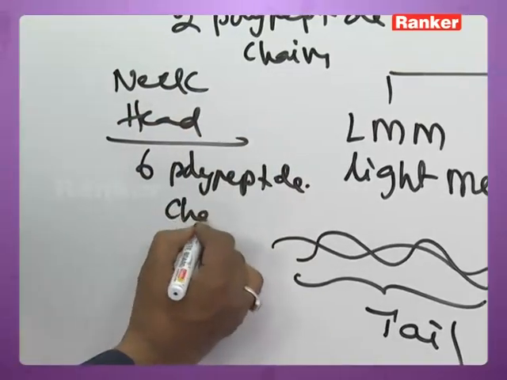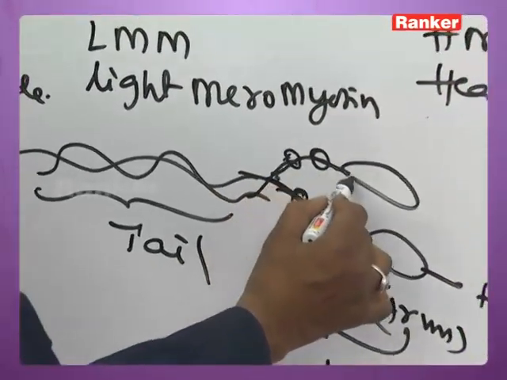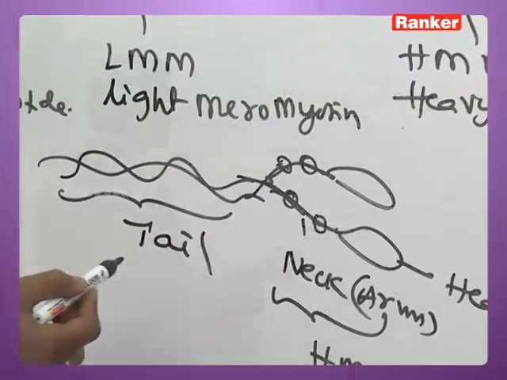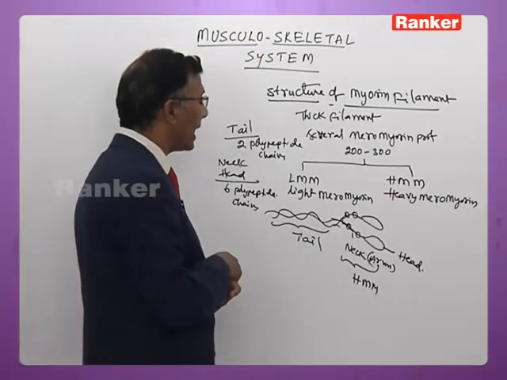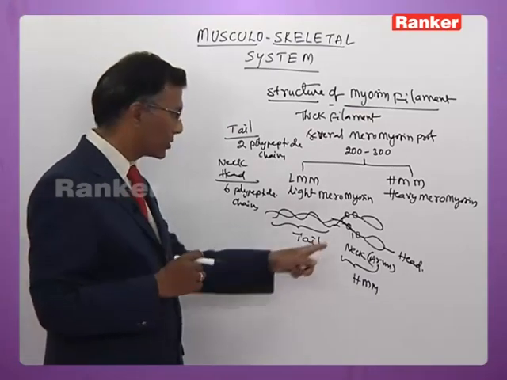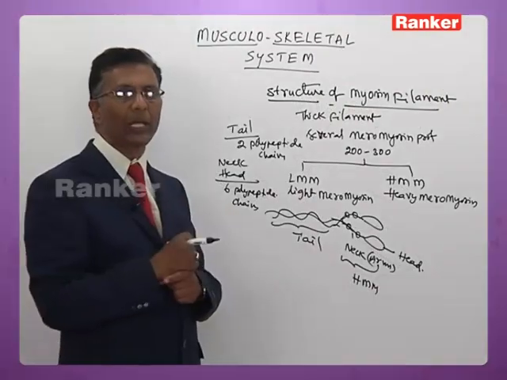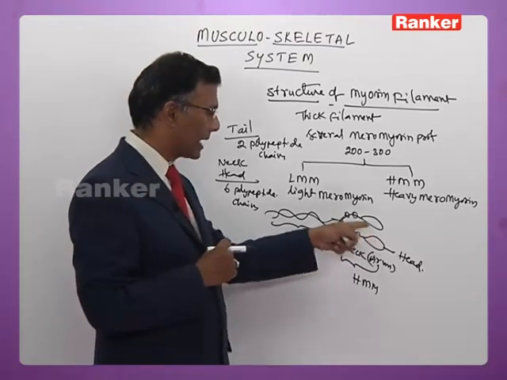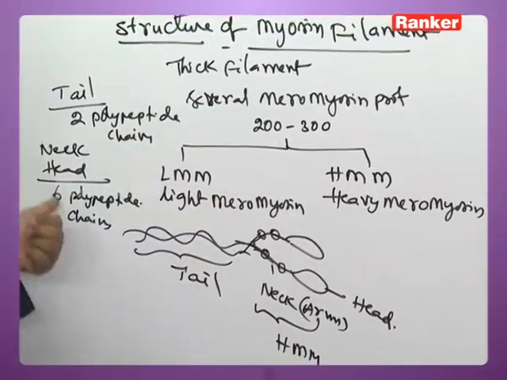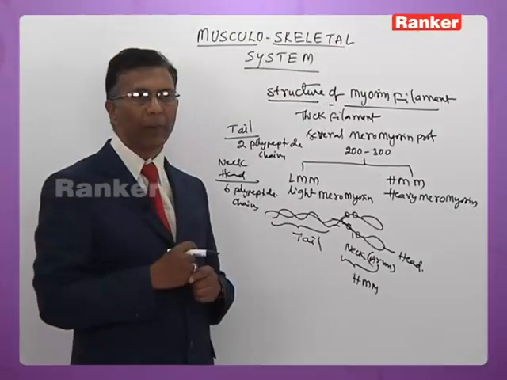Among the 6 polypeptide chains, the main proteins form the neck and head part, and around the neck there are two more kinds of proteins, called structural protein and regulator protein, which are spirally twisted around the neck part. The neck and head are made up of another 2 kinds of polypeptide chains. So altogether 6 polypeptide chains are there around the neck and head, and only 2 polypeptide chains are there in the tail part.